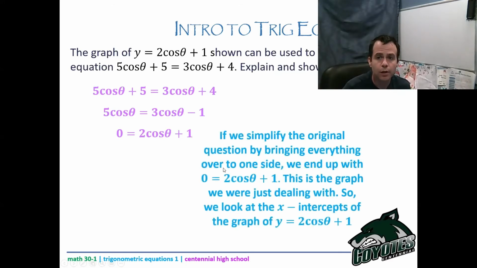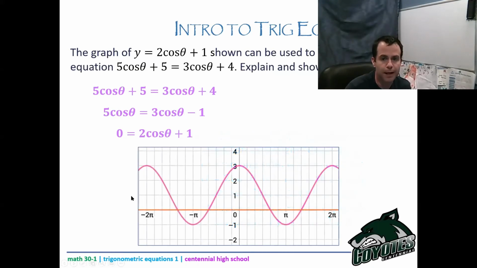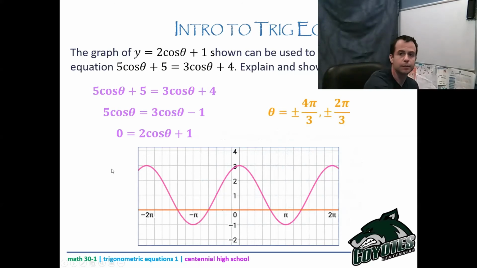Okay, so I said here, if we simplify the original question by bringing everything over to one side, we end up with 0 equals 2 cos theta plus 1. This is the graph we were just dealing with. So we look at the x-intercepts of the graph of y equals 2 cos theta plus 1. That was a question we had just done previously, so I'm just going to bring that back up. Those are the x-intercepts, and my solutions were plus or minus 4 pi over 3 and plus or minus 2 pi over 3. Okay, so that was the graphing portion.